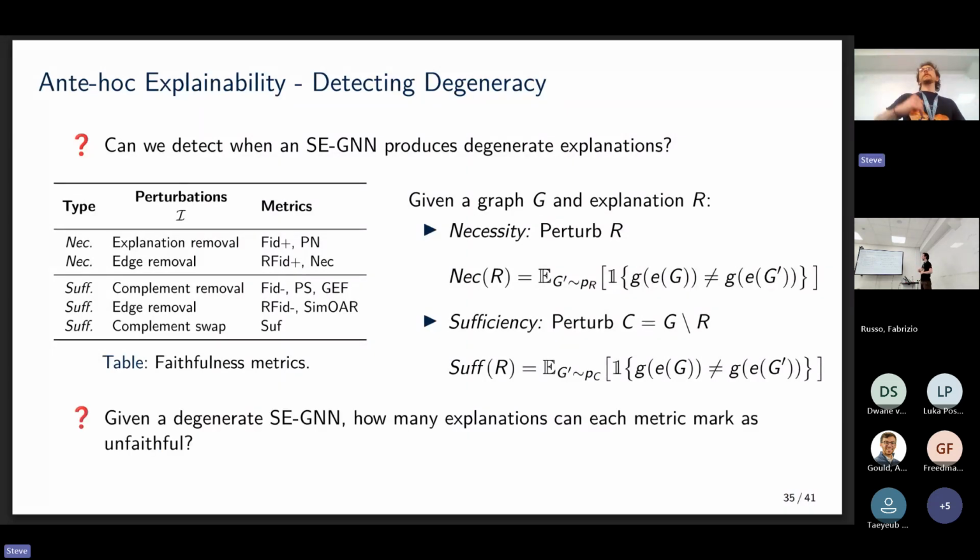And so the previous question can be cast as follows. Given a degenerate SCGNN, so we pick an SCGNN that we know is providing degenerate explanations, can we recognize that it's providing degenerate explanations? It's kind of like a detection game. In order to do that, we took these metrics and implemented them, and we measured how many explanations each metric is marking as unfaithful or not.